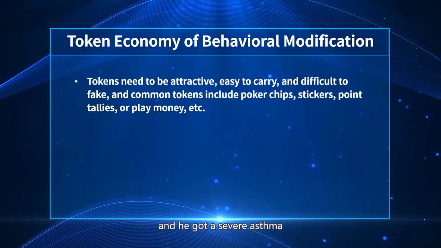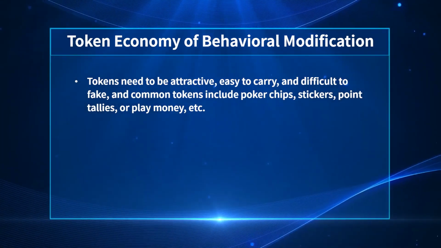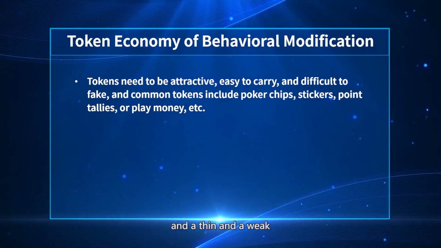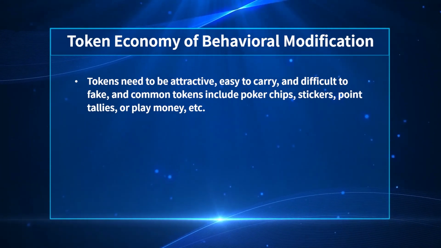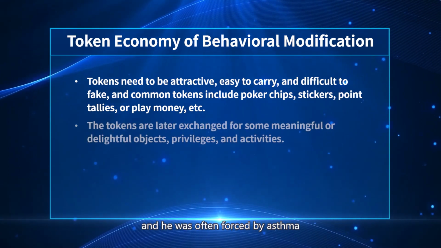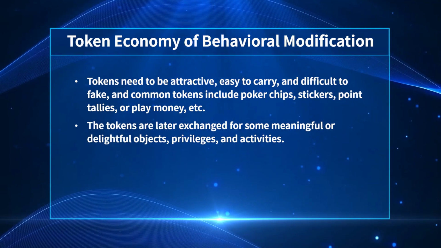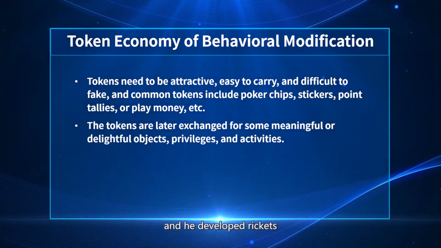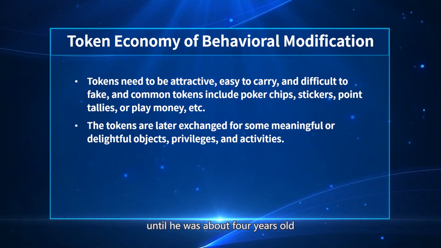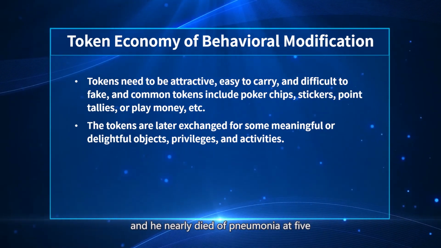You have to keep in mind, the tokens need to be attractive, easy to carry, and difficult to fake. And the common tokens include token chips, stickers, point tallies, and play money or whatever. And the tokens are later exchanged for some meaningful or delightful objects, privileges, or activities, like for children, play a computer game, or buy the candy or the chocolate, or go to Disneyland.